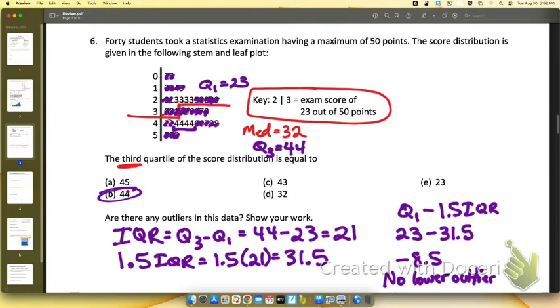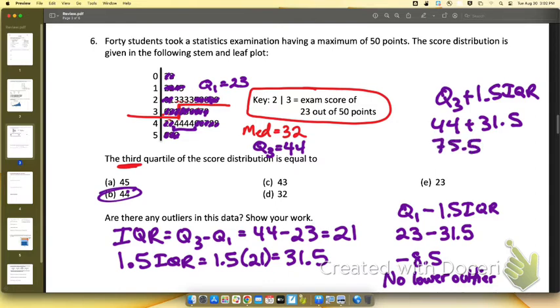And now I'm going to check my upper outlier, Q3 plus the 1.5 IQR. Q3 was 44, and then I'll add the 31.5. So I get 75.5, and my highest value was 50, so there is no upper outlier.